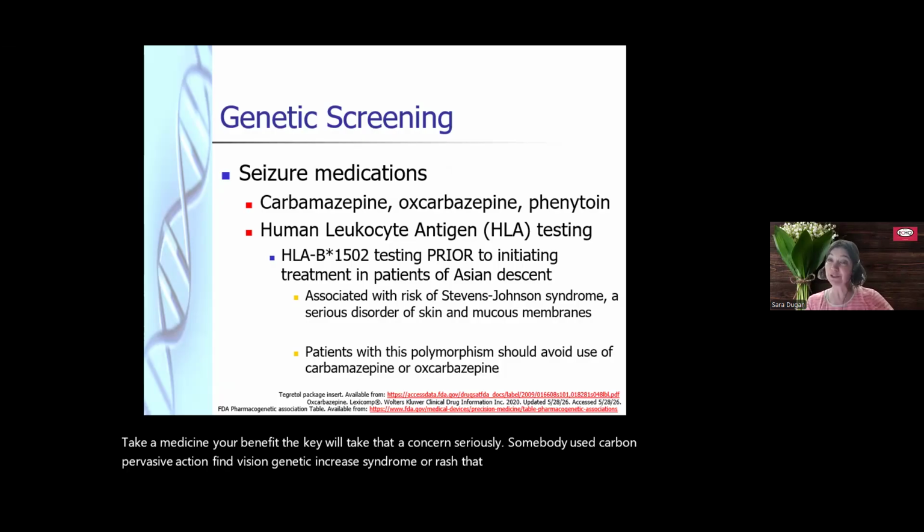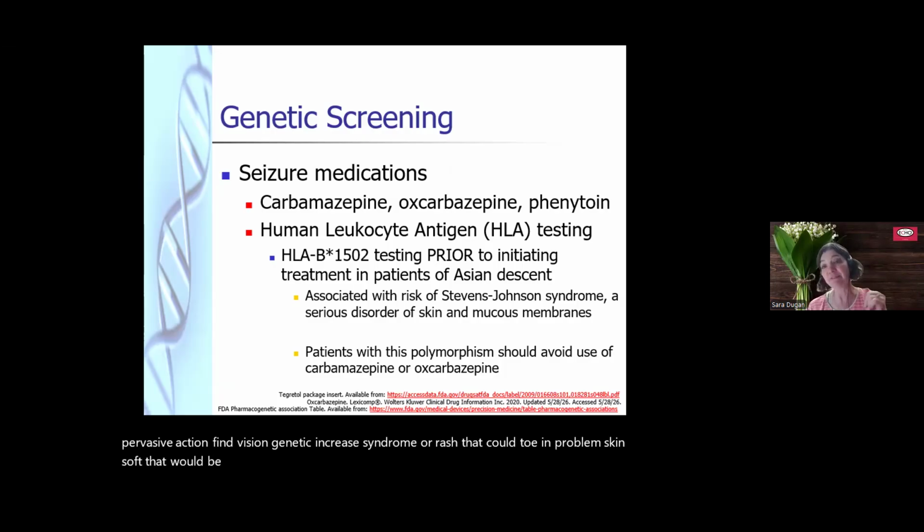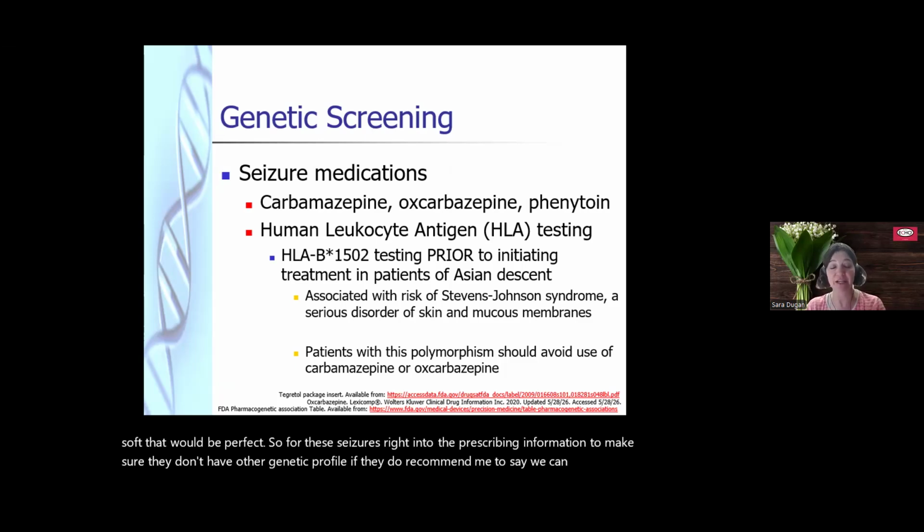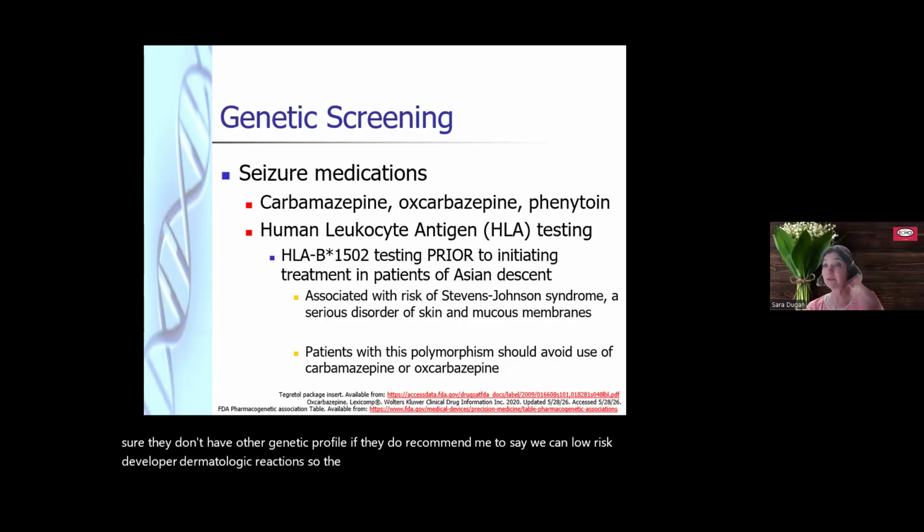So for these seizure medicines, it's recommended, it's written right into the prescribing information, that patients have genetic testing done if they are of Asian descent to make sure they don't have this particular genetic profile. If they do, they recommend not using these medicines so we can lower the risk that they'll develop these dermatologic reactions, so the rash reaction and potentially additional damage. So that would be a great thing.